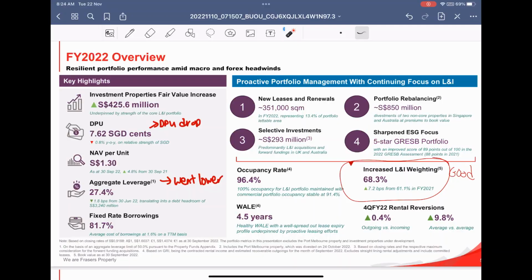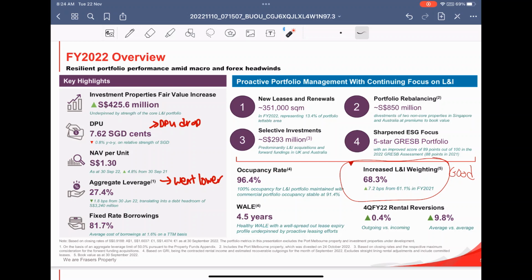So let's look at the key highlights. As you can see, for the key highlights, obviously the DPU has dropped by 0.8% year over year to 7.62 SGD, whereas the net asset value increased by 4.8%, while the aggregate leverage dropped by 1.8% to a very low value of 27.4%, with a fixed debt rate of 81.7% at an average cost of debt of 1.6%.